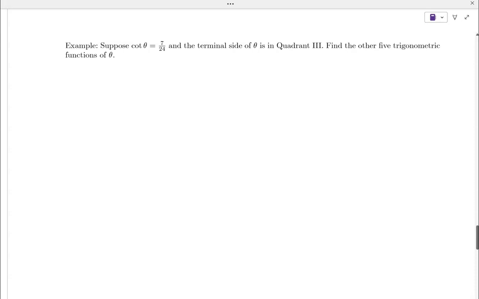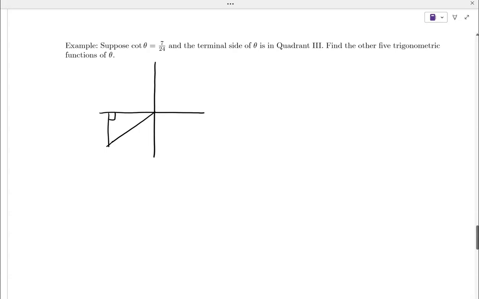We're going to talk about this one? Yeah? Nope. Maybe? Yeah. All right. This one tells you where the terminal side of theta is. This is in quadrant 3. So I might as well draw my triangle down here.